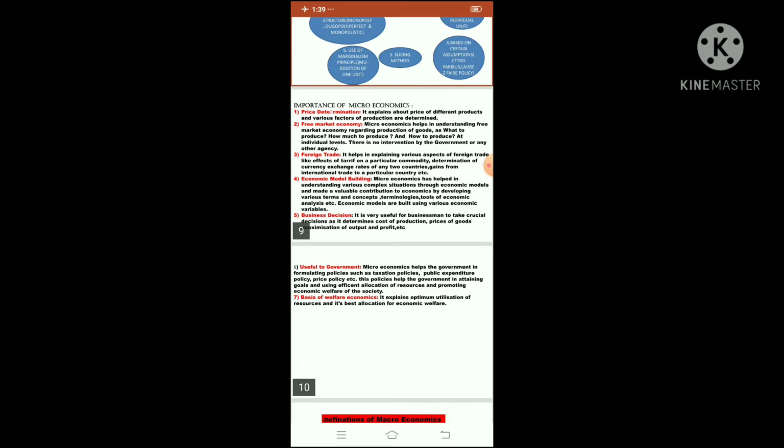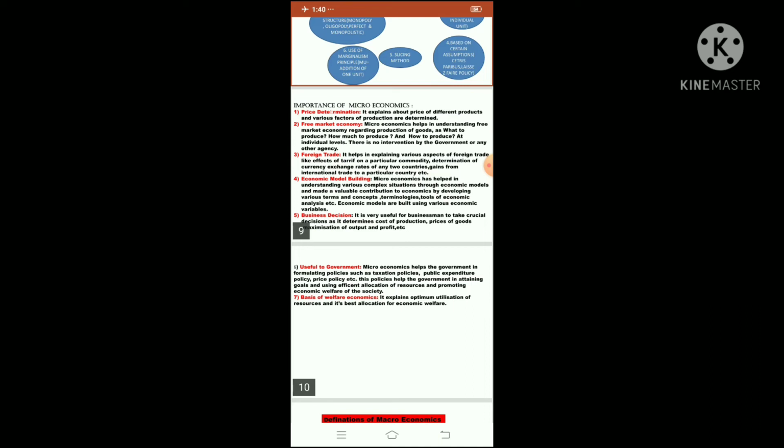Now the fourth topic, children, related to microeconomics, so the fourth importance is economic model building. Now see, microeconomics, they have told, has helped in understanding various complex situations. Complex means what? Complicated, tough situations through economic models, and it has made a valuable contribution to economics by developing various terms and concepts, terminologies, tools of economic analysis, etc. So economic models are built using various economic variables.